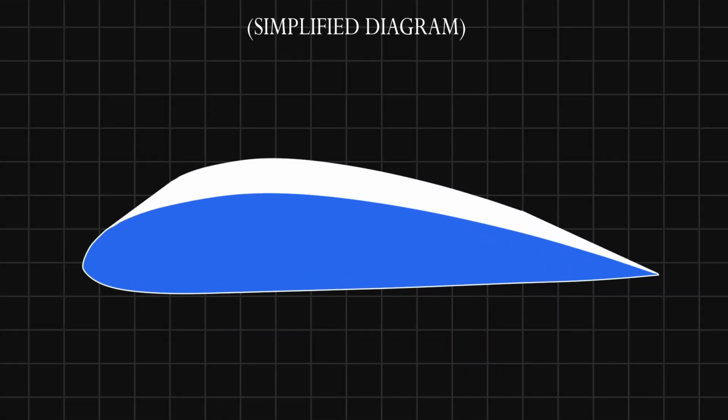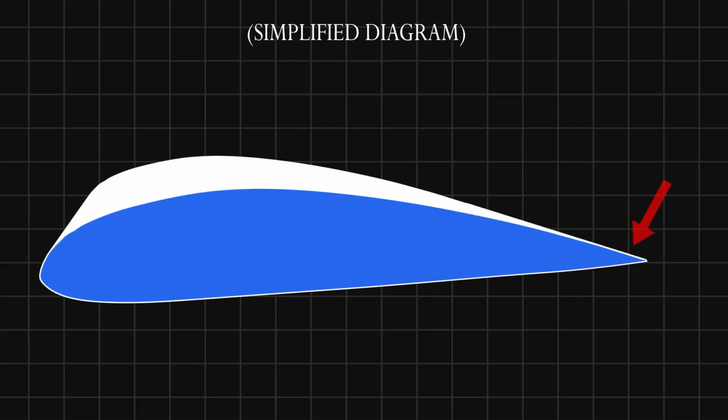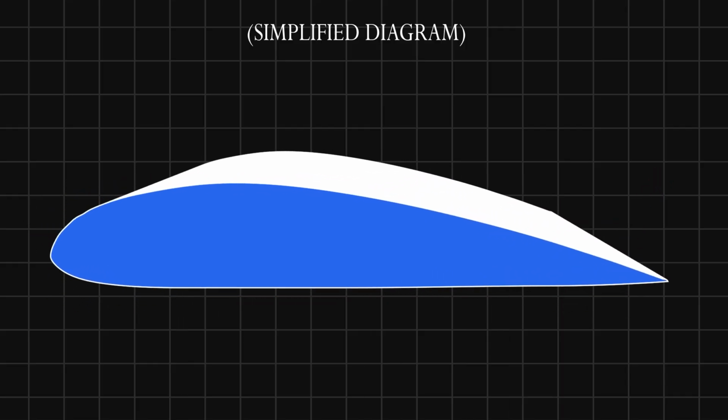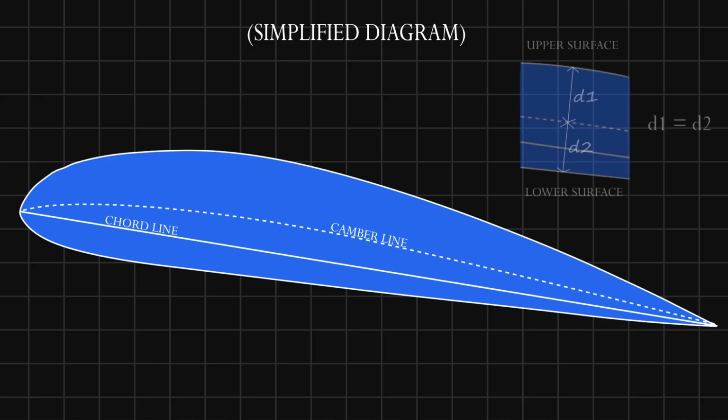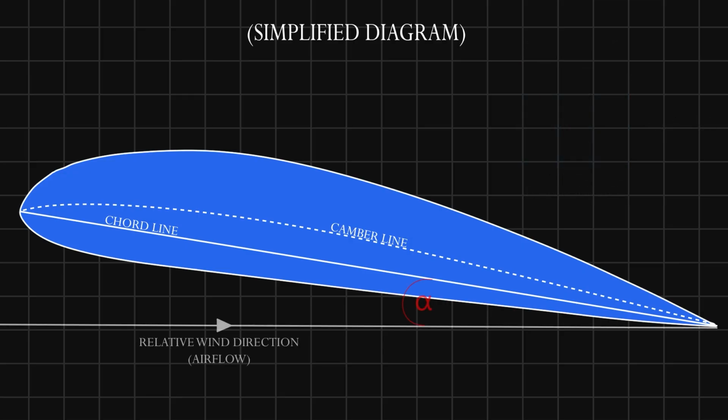This is the cross section of a wing, and it has a leading edge and a trailing edge. The chord is the line that connects the trailing edge and leading edge of the wing. The camber line is the line that connects the midpoints between the upper and lower surfaces of the wing. The angle of attack is the angle between the chord line and the direction of the relative wind.